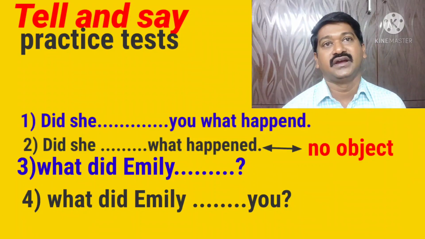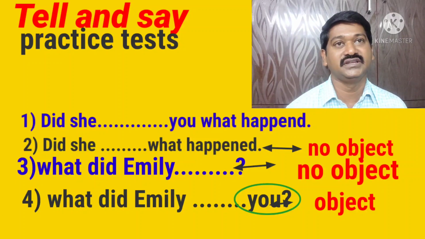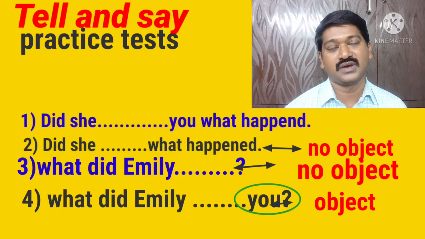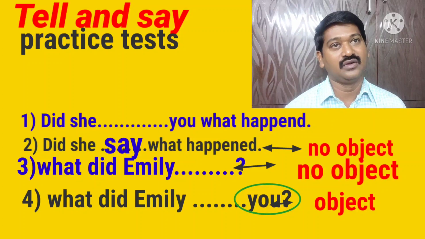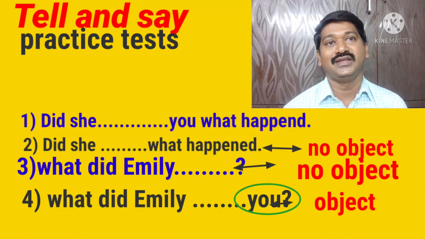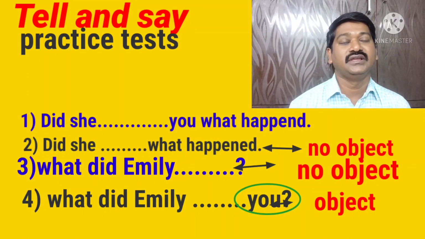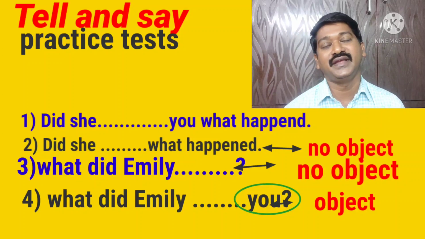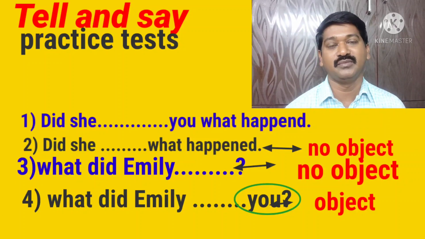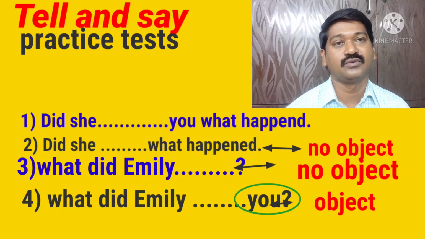Next sentence: did she blank what happened? Here there is no object. If there is no object, we must use say only. Did she say what happened? In the same way, another sentence: what did Emily blank? What did Emily blank means there is no object. So that's why here we use say only.